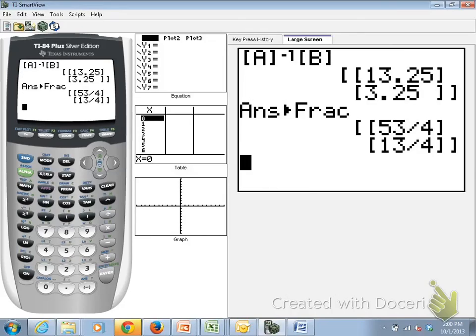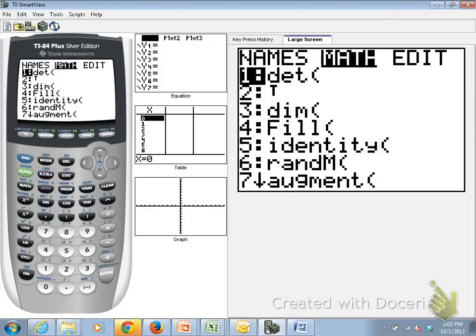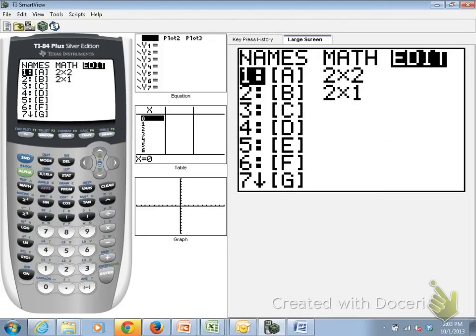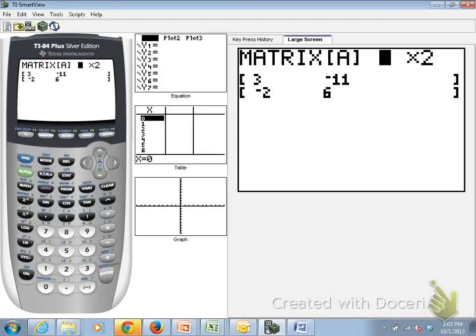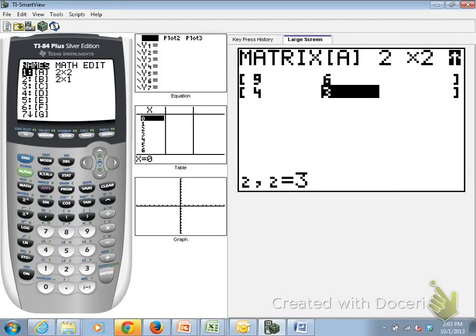So here's the second one. I'm also going to show you a shortcut. So second matrix, I'm going to edit A. Okay, this is still a 2 by 2. So what are the coefficients for the second problem? 9, 6, 4, negative 3. Okay, then second matrix.